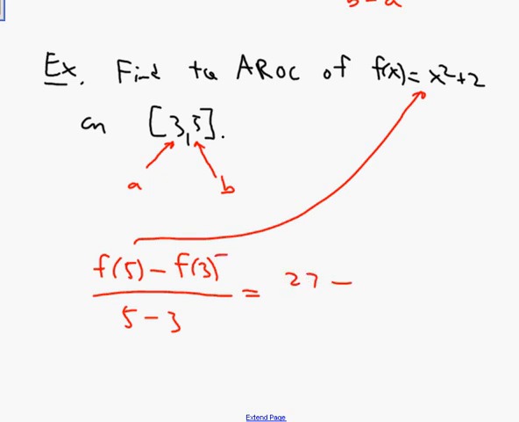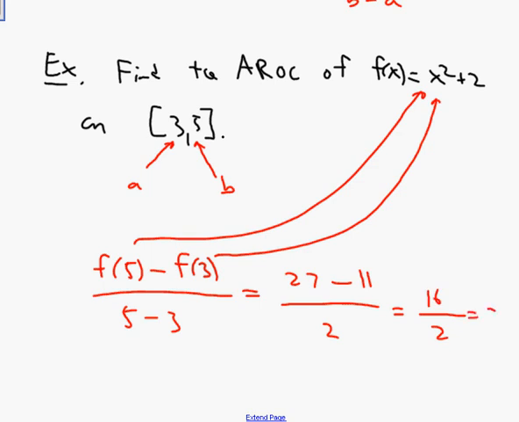Minus, now we take 3 and plug it in. 3 squared is 9 plus 2 is 11. Over 5 minus 3, which is 2. Next, just subtract: 2 on the bottom, 16 on the top, get a final answer of 8. And 8 is our average rate of change for the function f of x equals x squared plus 2 on the interval 3 to 5.